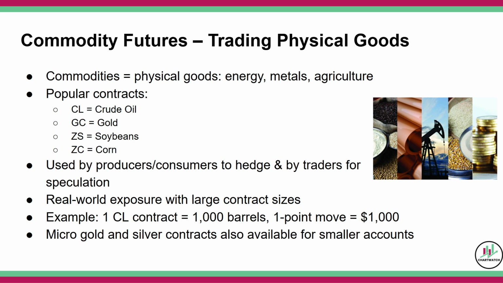These contracts are used by producers and consumers to hedge against price fluctuations. As I mentioned many times in the previous beginning lessons, for example, an airline might hedge jet fuel costs using oil futures. You could have a farmer who could lock in prices for corn, soybeans. You get it, right? But they're also heavily traded by speculators. This is because commodities are volatile and respond to global events, giving traders plenty of opportunity.